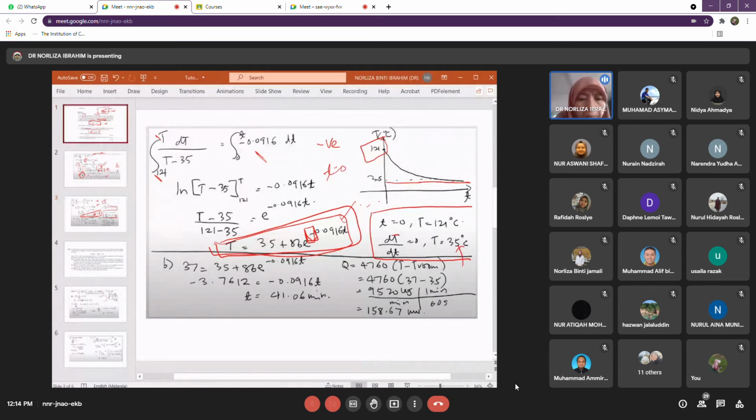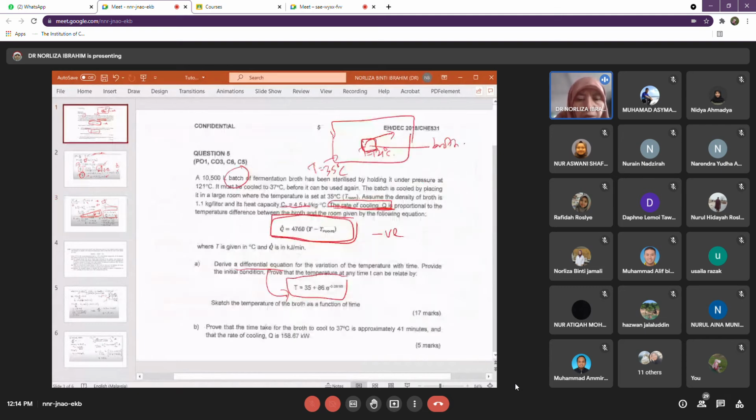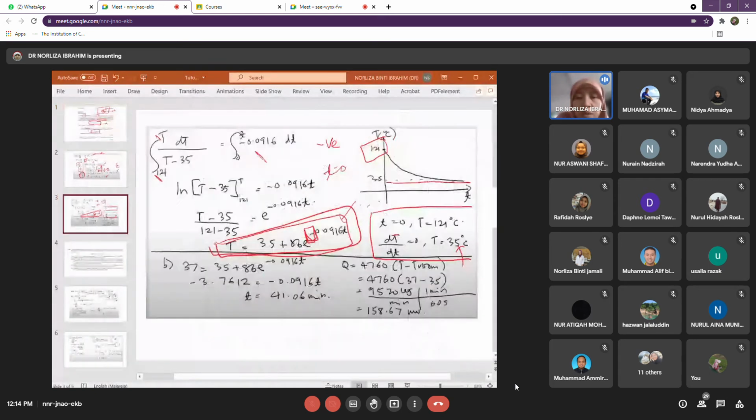Alright, so number B, prove that the time taken for the broth to cool to 37 degrees C is 41 minutes and the rate of cooling is 158.67. So once you got the correct, actually this question helps you a lot, because you are already given the expression, you just need to prove. If you are not able to prove, you are still able to solve question B because you can use the expression given. So you use the expression given here, you put the 37 there, and then you got 41.